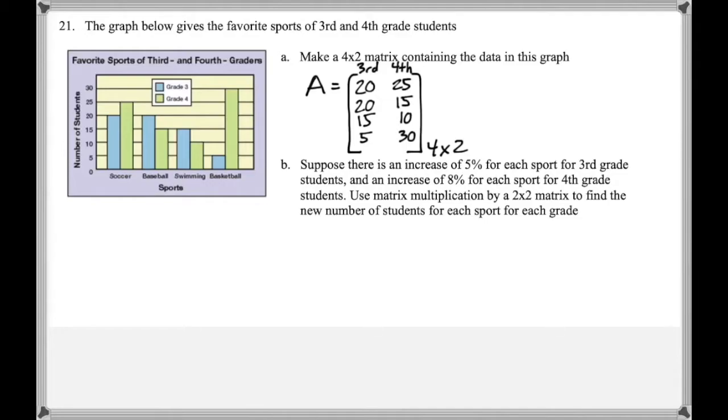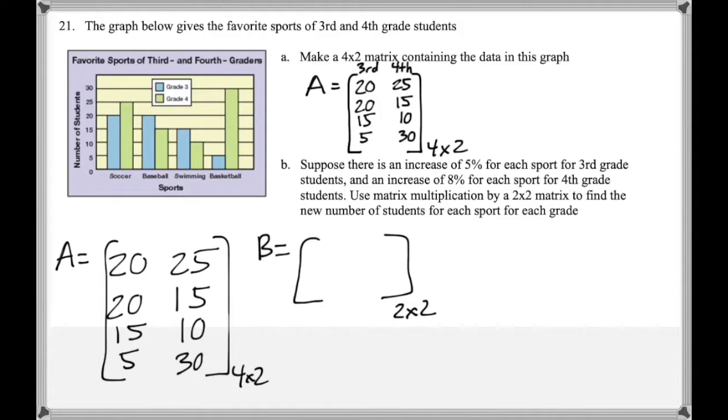Part B says, suppose there is an increase of 5% for each sport for 3rd grade students and an increase of 8% for each sport for 4th grade students. Use matrix multiplication by a 2x2 matrix to find the new number of students for each sport for each grade.